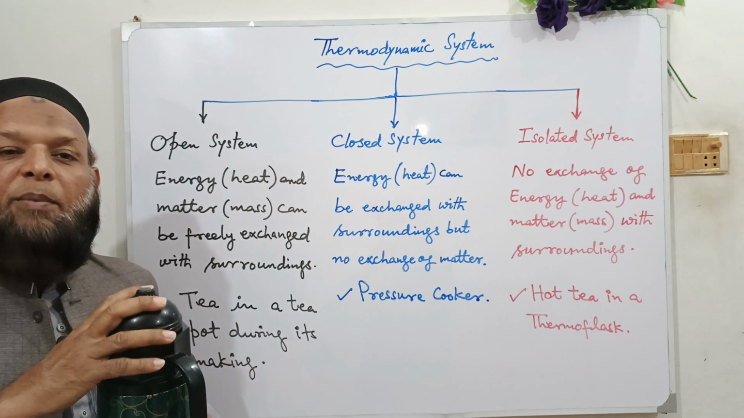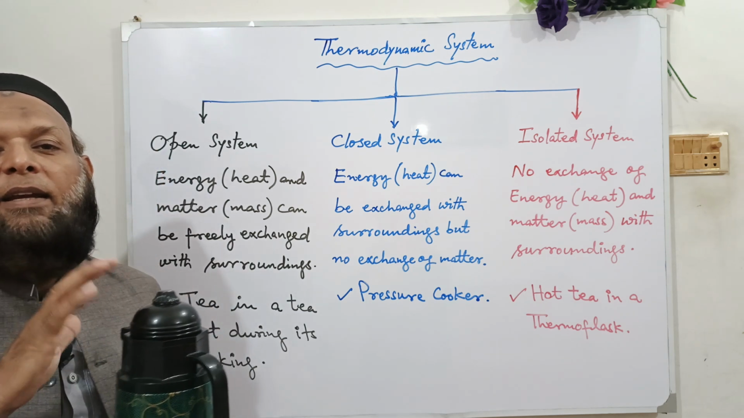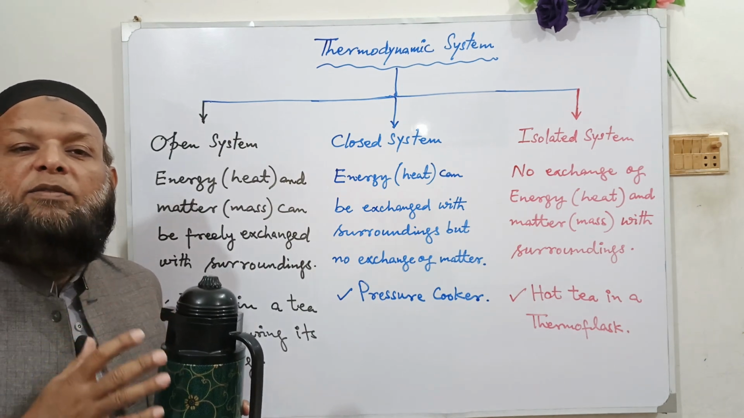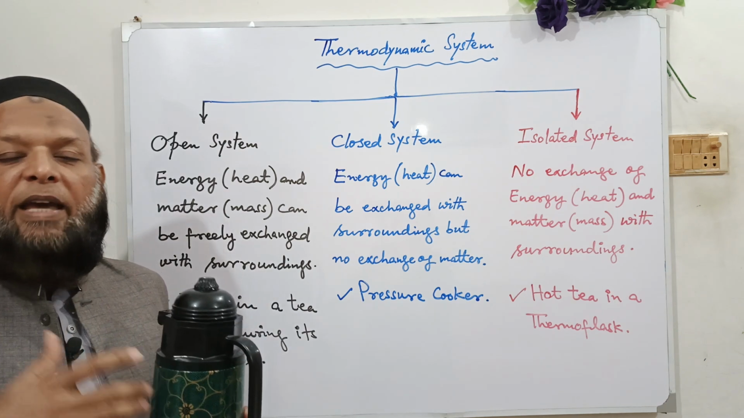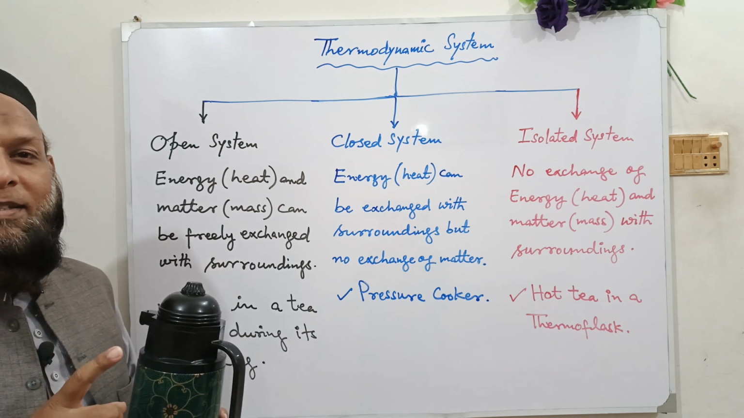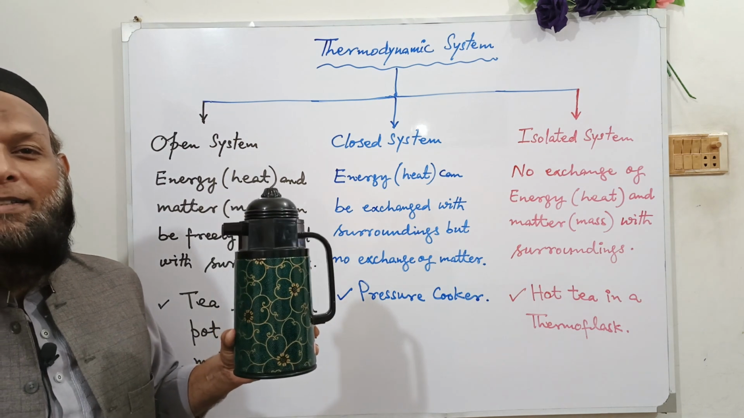As a result, what happened? The tea inside the pot remains as it is at its own temperature. And also there is no transfer of matter, either in the form of gas, solid or liquid. So these are the three thermodynamical systems: the open system, the closed system, and the isolated system.